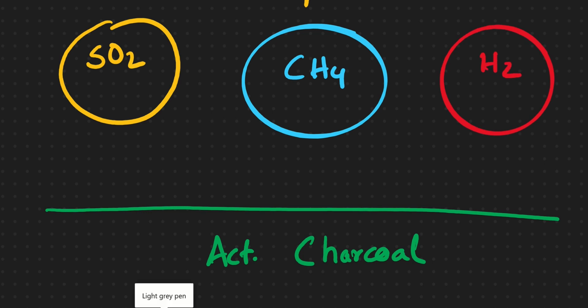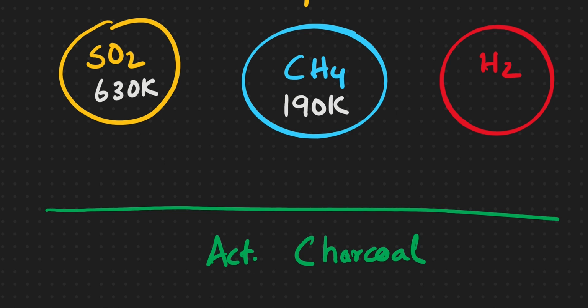When we look at the critical temperature, we can see that for SO2 it is 630 Kelvin, very high, and for methane it is 190 Kelvin, and for hydrogen it is 33 Kelvin. So we have said that easily liquefiable gases, or gases with a very high critical temperature, readily adsorb. So adsorption will be higher for SO2 than methane, than hydrogen. Okay.